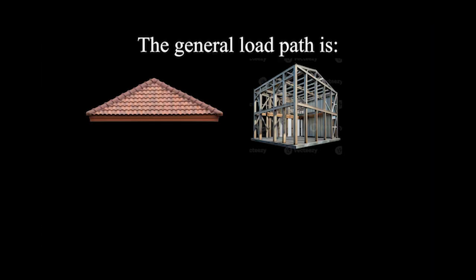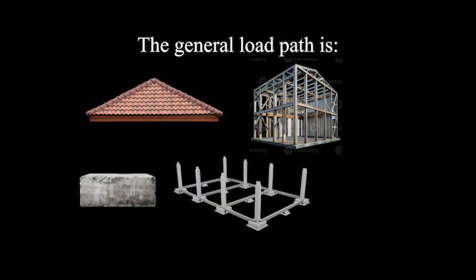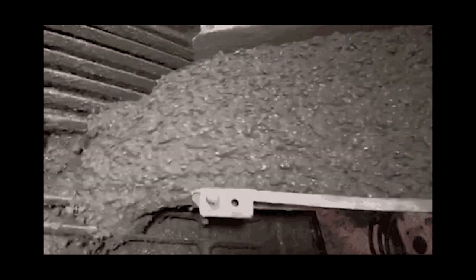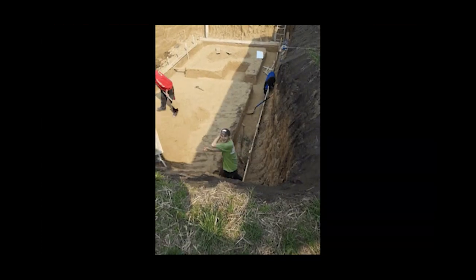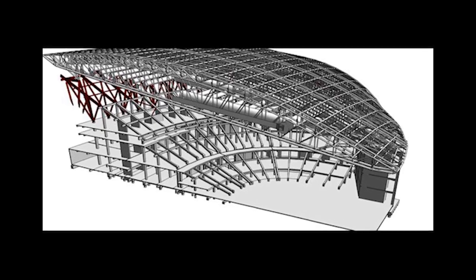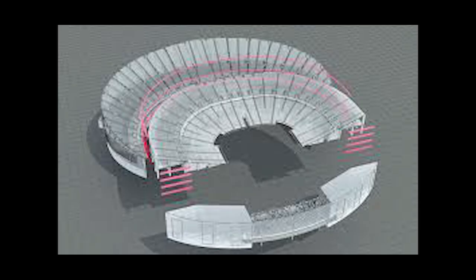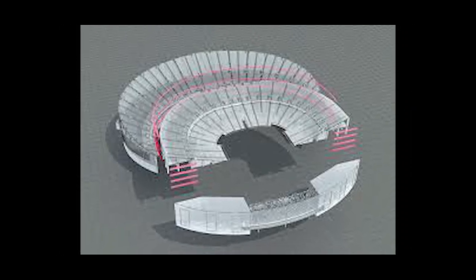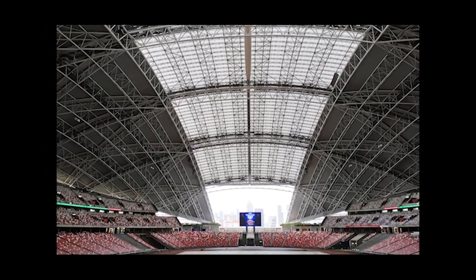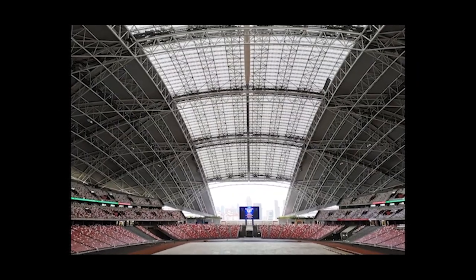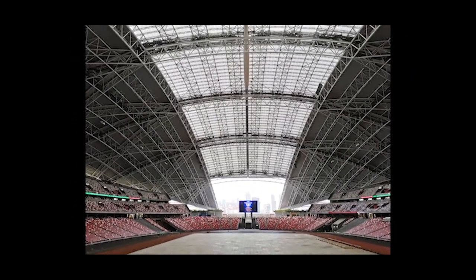The general load path is roof to steel supports or space frame to concrete structure to foundation and to the ground. The loads are transferred to reinforced concrete support and finally down to the foundation. What makes this structure interesting is its large roof span. Usually, the larger the span, the harder it is to support. But through steel framing and a carefully designed load path, the arena can maintain a wide, open interior.